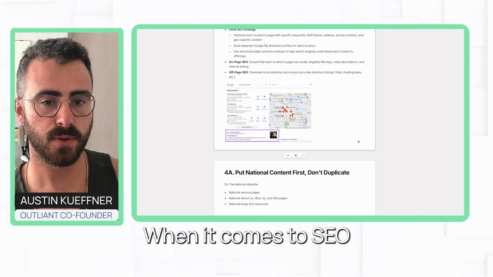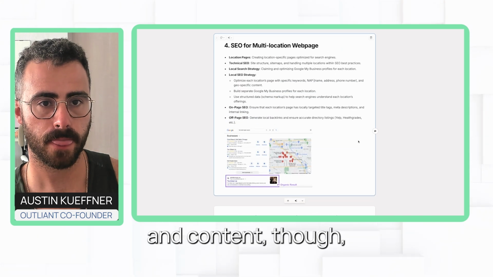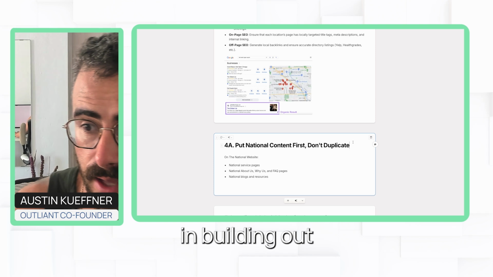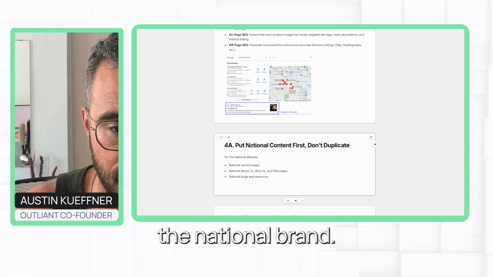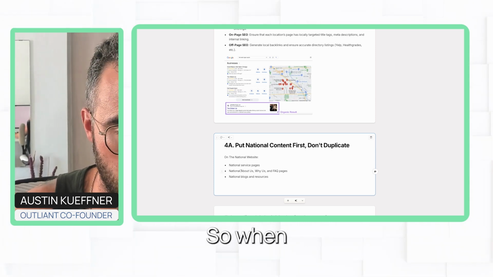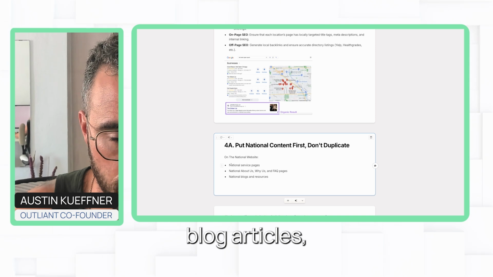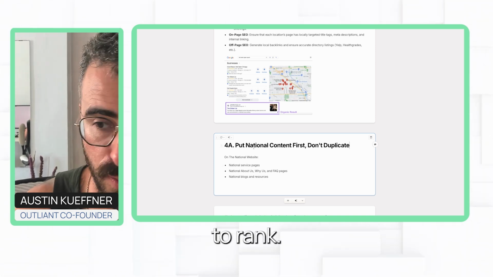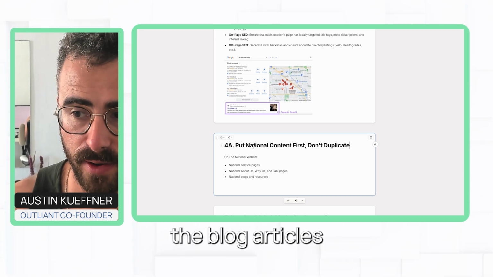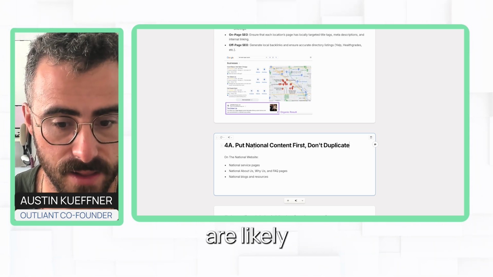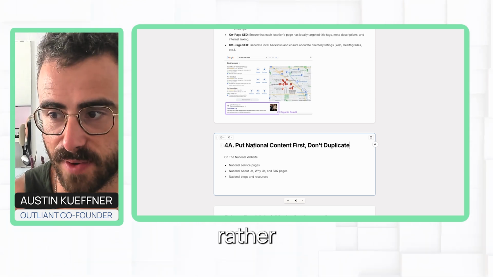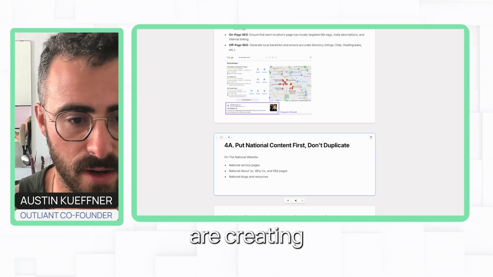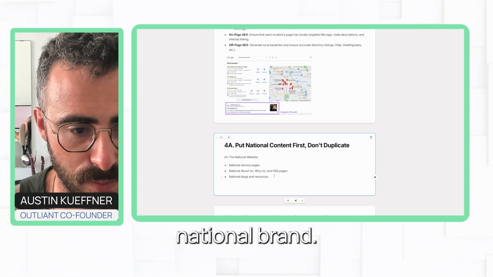When it comes to SEO and content, though, we want to make sure that we are still investing in building out the national brand. So when you have blog articles, those are going to belong to the national brand because we still want the national brand to rank, and all of the blog articles that you create are likely associated with the national brand rather than just the local brand. So you want to make sure that you are creating original content for the national brand.